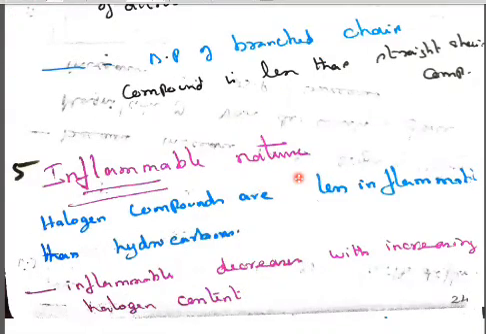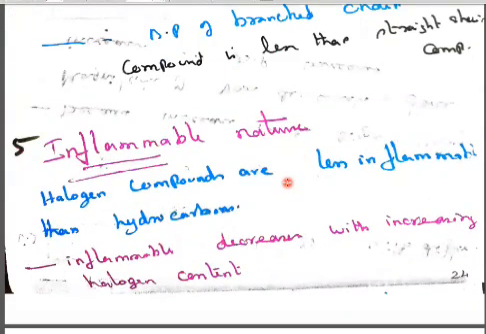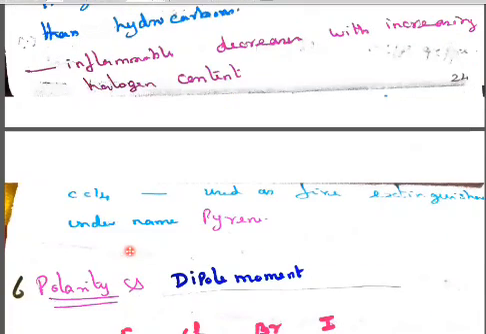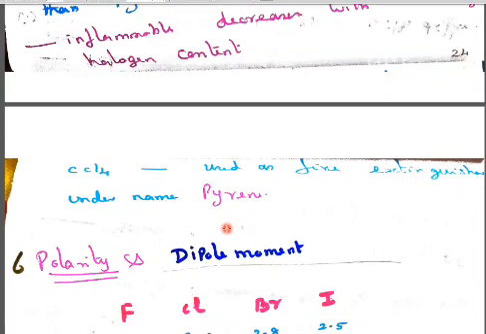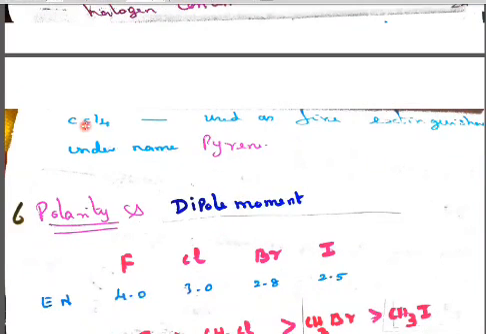Now, inflammable nature. Inflammable means it catches flames. Halogen compounds are less inflammable than hydrocarbons. Inflammability decreases with increasing halogen content. For example, carbon tetrachloride is non-inflammable. It is used in fire extinguishers. So to put out a fire, we use carbon tetrachloride in the fire extinguisher.